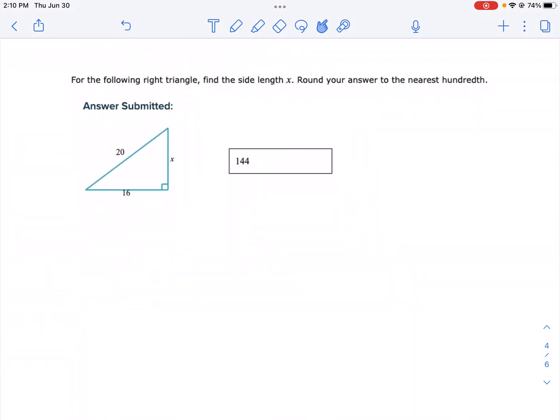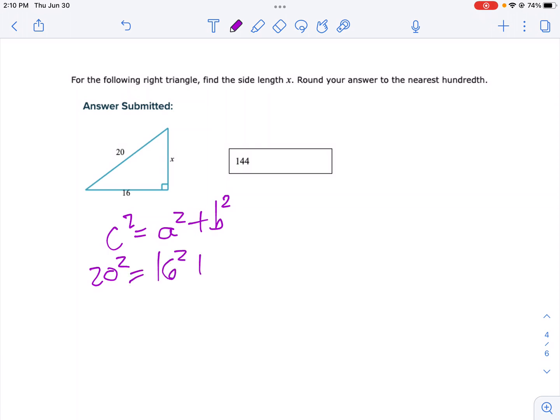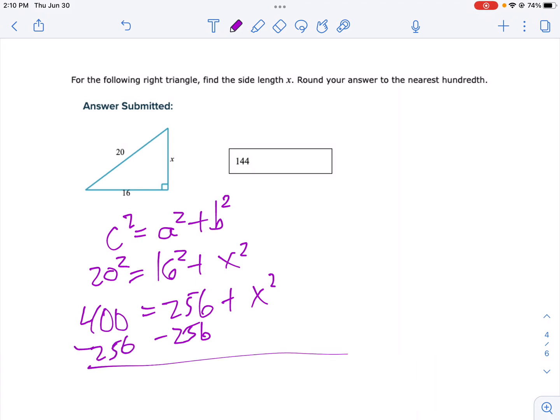Okay, this one was kind of frustrating because you did it mostly right. I'm going to use the Pythagorean theorem because I have a right triangle, so I know c squared equals a squared plus b squared. So c is my hypotenuse, so I'm going to say 20 squared equals 16 squared plus x squared. Simplify that, we get 400 equals 256 plus x squared. You subtract 256 from both sides, and you get your answer that you came up with.